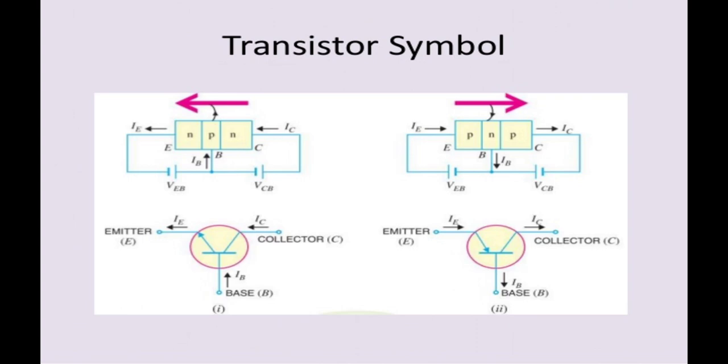See here carefully. The same equation is applied here: IE is equal to IB plus IC. Same in PNP also, IE is equal to IB plus IC. Here in the PNP transistor the equation is different: IB is equal to IE plus IC, and in the NPN transistor IE is equal to IB plus IC. It is the difference here.